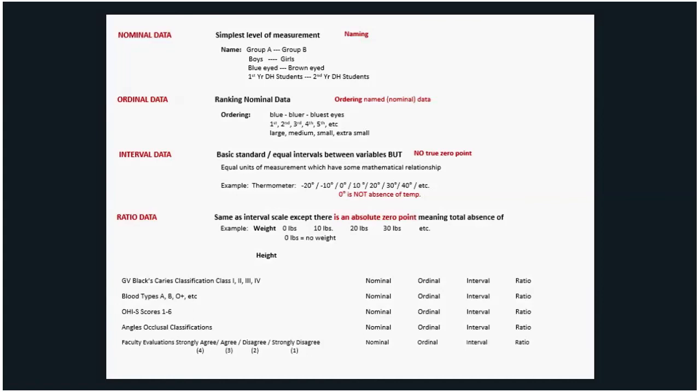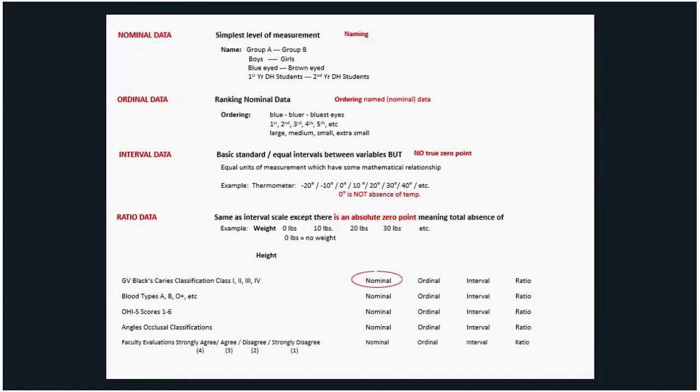So let's look at some of the classifications of some of the types of data that are out there and whether it's going to be nominal, ordinal, interval, or ratio data. If we talk about G.V. Black's caries classification, where he's got class 1, class 2, class 3, class 4, is there a mathematical relationship between class 1 and class 4? Is class 4 4 times as good or as bad as a class 1? No. Basically, G.V. Black said, okay, class 1 is this, class 2 is here, class 3. He could have said class A, class B, class C, class D. He could have said good, bad, ugly, really ugly.